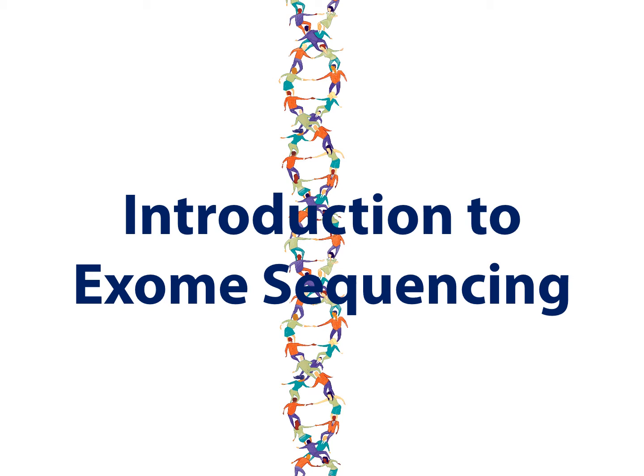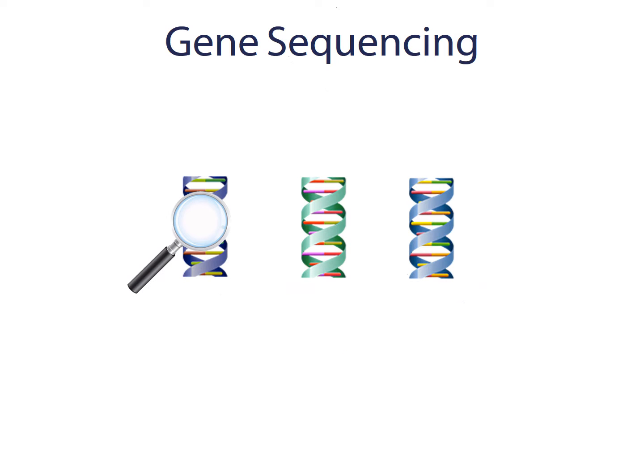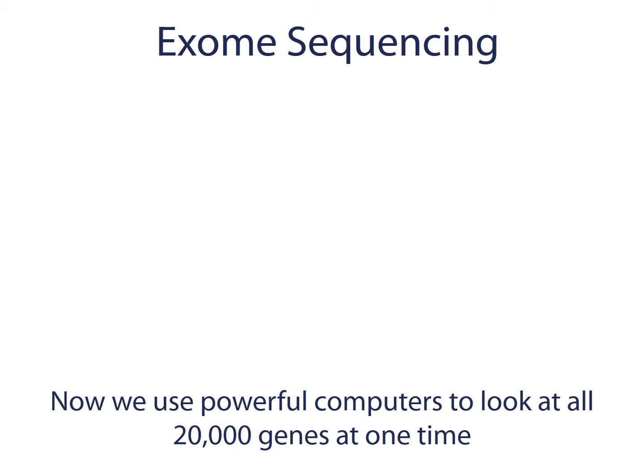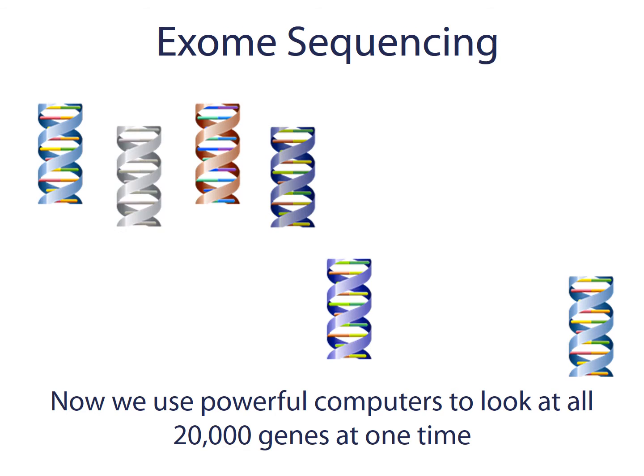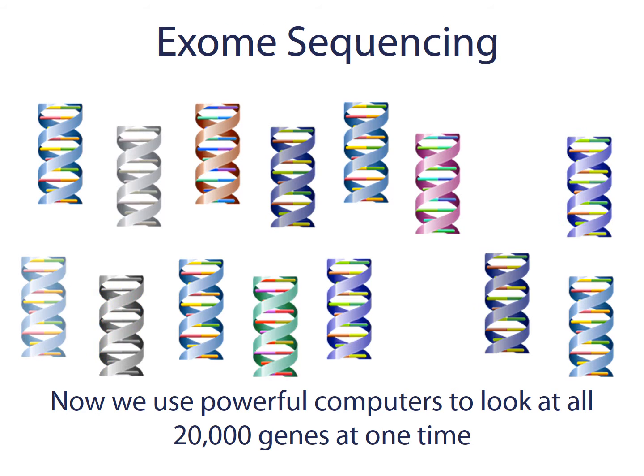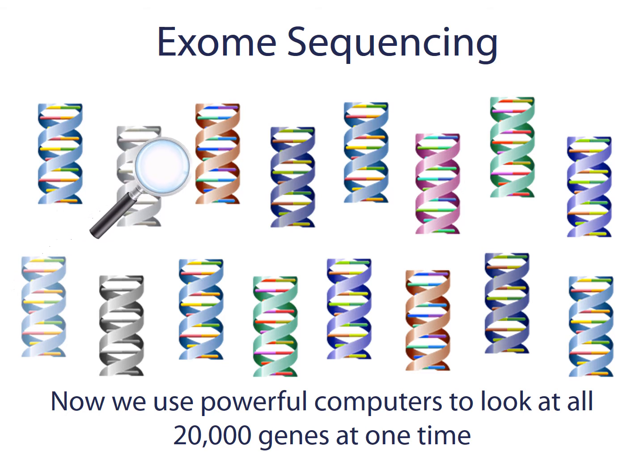This video will explain exome sequencing, a type of genetic test. In the past, we had to examine each of the genes one by one for the genetic mutation that was the cause of a person's genetic condition. Now we have the ability to look at almost all of our 20,000 genes at one time using powerful computers. This is called exome sequencing or whole exome sequencing.